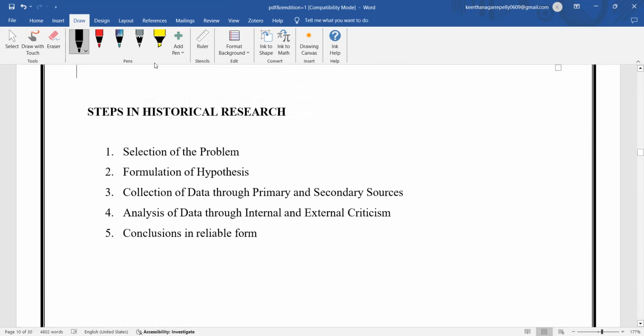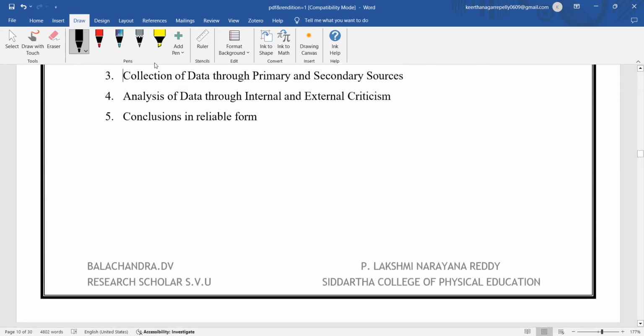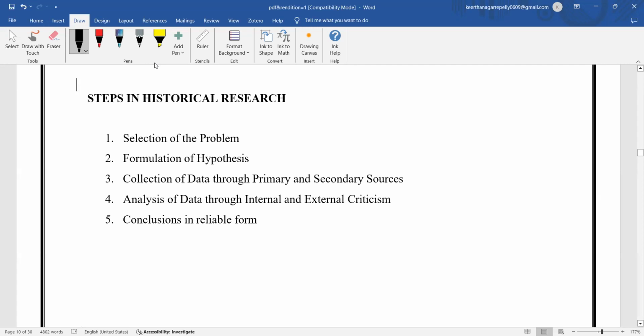Next we will see steps in historical research. This is almost the same for all types of research methods. Selection of the problem is the very first thing, of course, for everything. Next, formulation of the hypothesis. There is an alternative and a null hypothesis again, so you formulate a hypothesis.